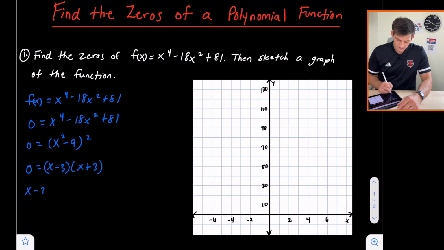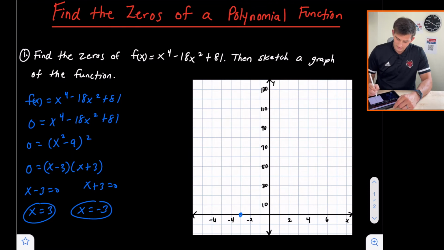So now we can set each of these equal to 0, so we get x is equal to 3 and x is equal to negative 3. So what does this mean? This means we have a 0 at negative 3 and a 0 at positive 3. So we can put those on our graph right there. This one would be negative 3 comma 0, and this one would be positive 3 comma 0.